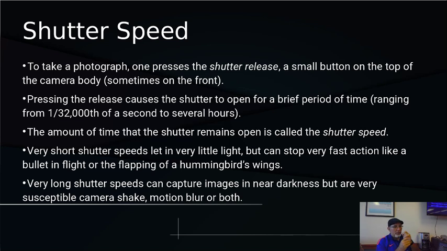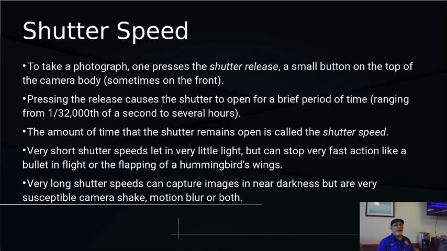So, shutter speeds. Shutter speeds are basically the amount of time it takes the curtain to cut off the flow of light to the sensor. This can range in modern DSLRs and mirrorless cameras from 1/32,000th of a second to several hours. The time it takes to do this has different effects in the photograph. Very short shutter speeds have the ability to stop very fast motion, like bullets in flight, hummingbird wings, bolts of lightning, okay?